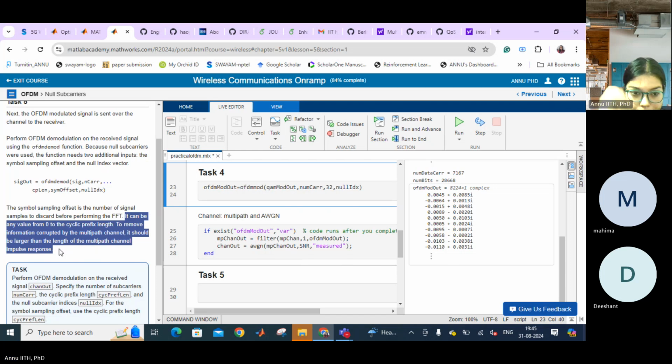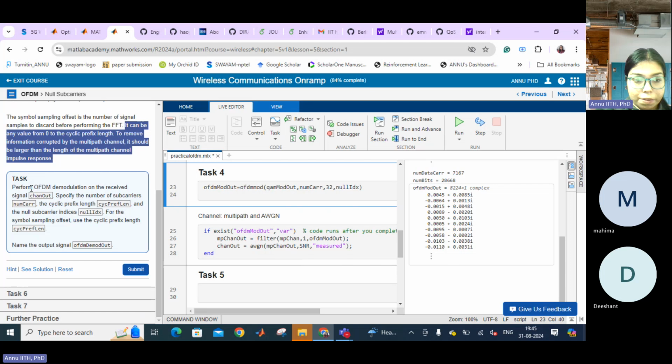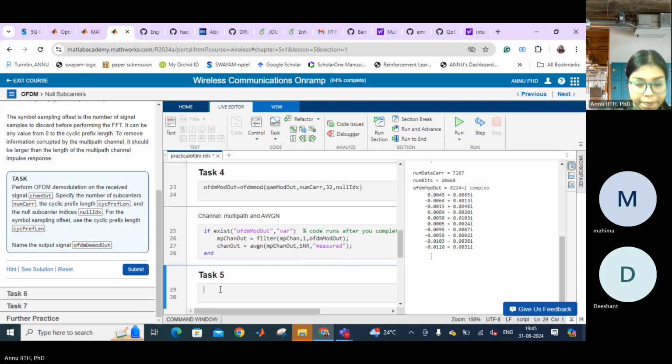Then the symbol sampling offset, which can be anything, right? Let's say we have to perform an OFDM demodulation of the received signal chan out, specify the number of carriers, the cyclic prefix length, and also for the sampling offset, use the cyclic prefix length only. That's fine. So OFDM demod out.